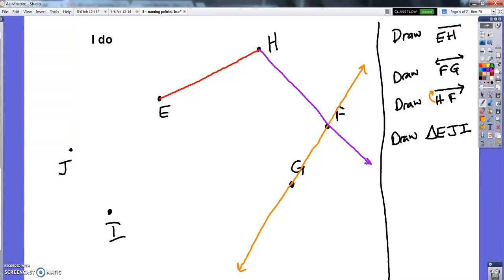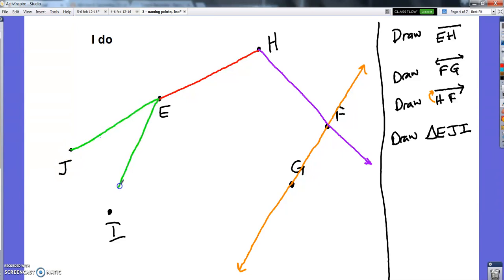And last but not least, I'm going to draw a triangle EJI. So that means I'm going to find E, J, and I, and they're going to have a triangle defined by those 3 points, like that. It's kind of a curvy triangle, which it shouldn't be. You can do better than that. So that's just some questions you might be asked, and I just want you to be comfortable looking at this language, these symbols, and knowing what they mean.